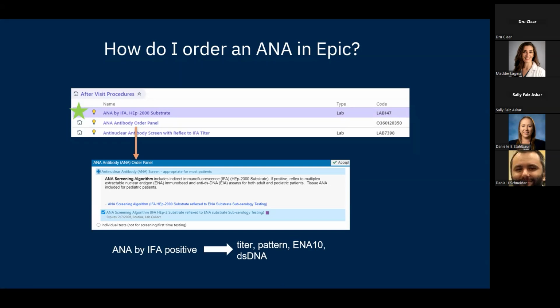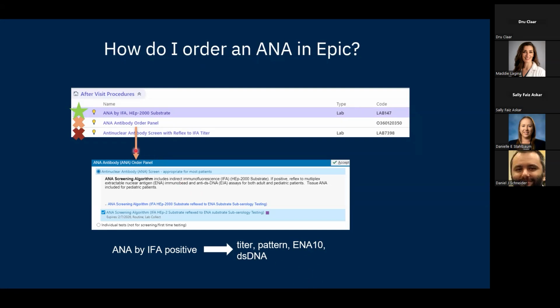The middle one, the ANA antibody order panel, this may be going away, but it essentially sends the ANA by IFA, and if it's positive, it will give you the titer and pattern still, but it'll also reflex then to send an ENA 10 and double-stranded DNA. That one's okay to order, but if you're really concerned someone has a connective tissue disease or Sjogren's, again, SSA can be cytoplasmic, and so we as rheumatologists order our ENA separately from the ANA because we want both tests, not just to reflex.